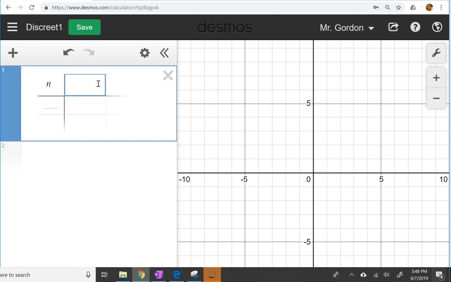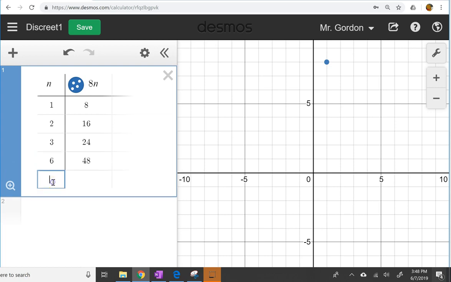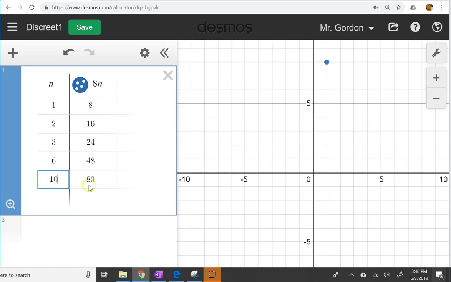So if I have n representing the number of boxes, well then if we're receiving 8 books per box, then 8n is going to represent the number of books. So for 1 box we'll get 8 books, after 2 boxes 16 books, 3 boxes is 24 books. It asks for 6 boxes and 10 boxes. I actually answered the equation part first and used that to make my table more efficiently. So 80 books for 10 boxes, 48 books for 6 boxes.